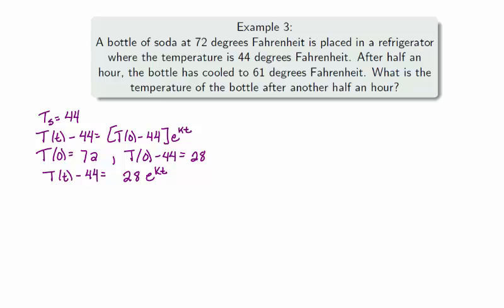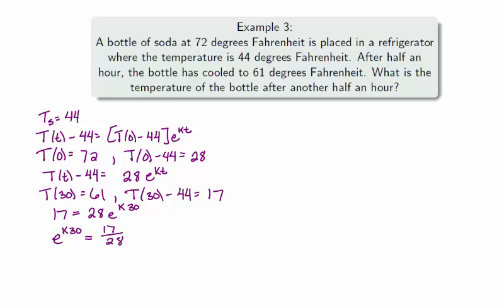We are also given that after half an hour, the bottle has cooled to 61 degrees Fahrenheit. Thus T(30) = 61, and T(30) - 44 = 17. Putting this into our equation for t = 30, we get 17 = 28e^(30k). Thus, e^(30k) = 17/28, and applying the natural logarithm to both sides, we obtain that k = ln(17/28) / 30.